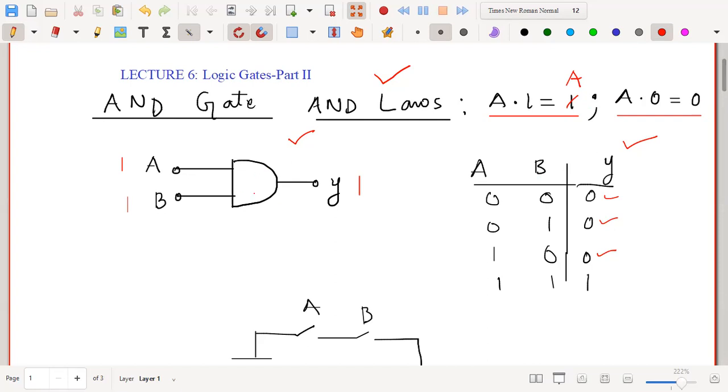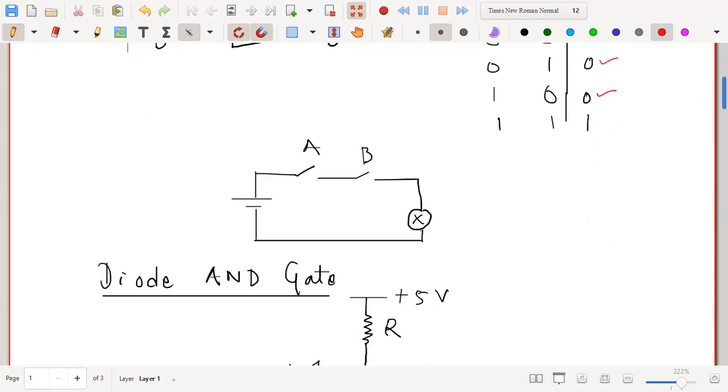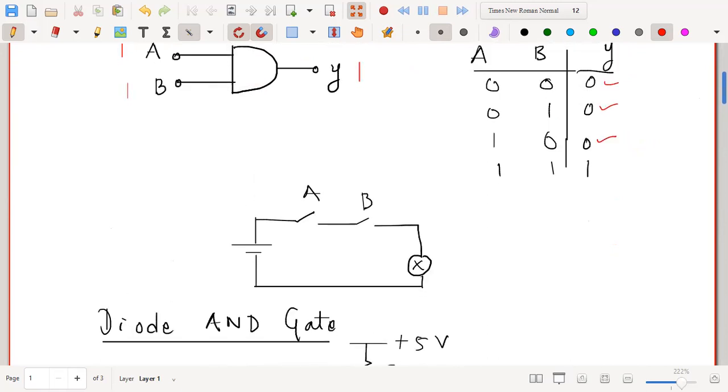These are some basic things which you should remember. Now, before we go further and try to build this AND gate with diode and transistor, let me first show you the switching circuit for this AND gate. Suppose I have two simple switches, A and B, as you can see in this figure. If you connect these two switches in series in this way, and the output, marked with a cross X, is the bulb, the bulb will glow only when both the switches are closed.